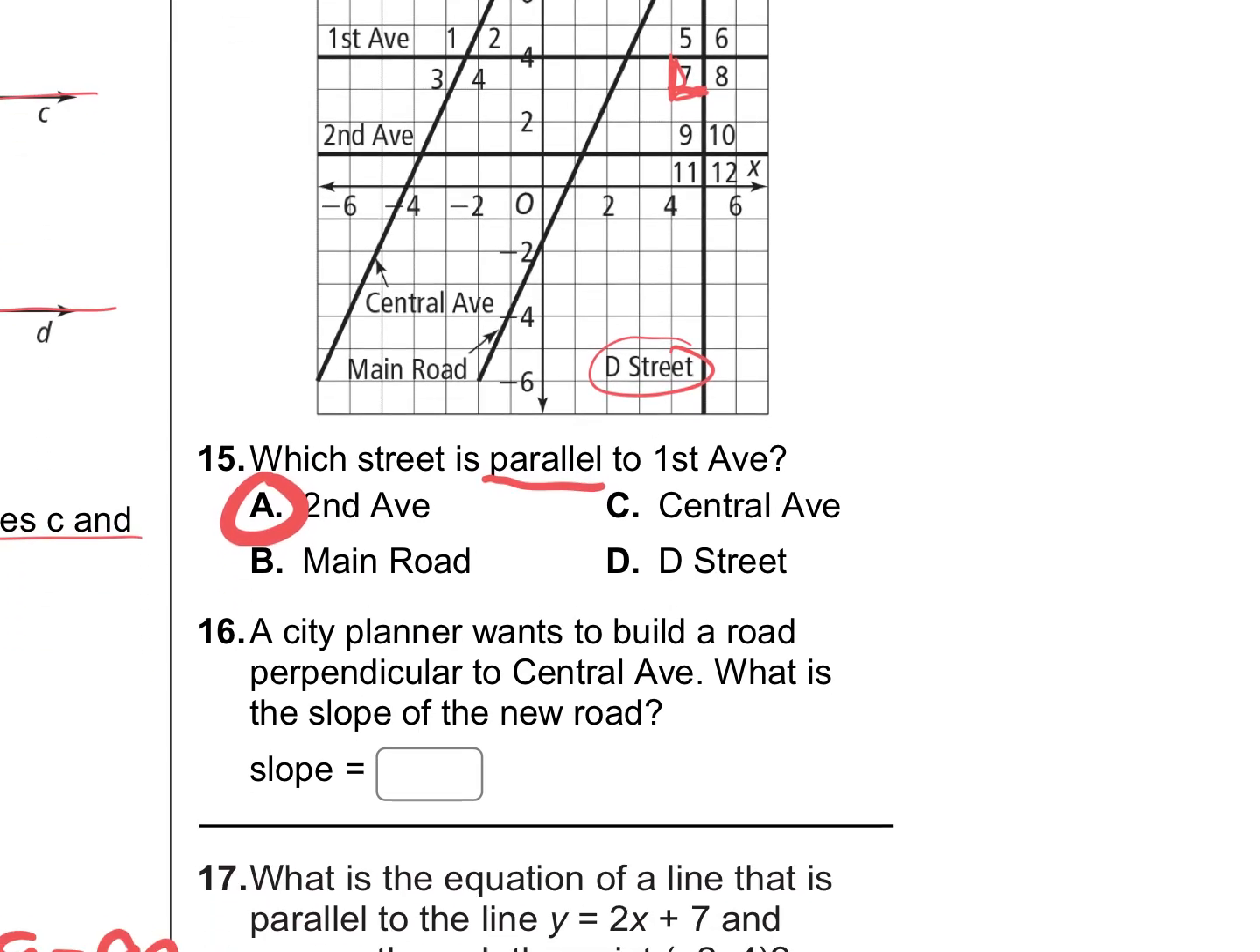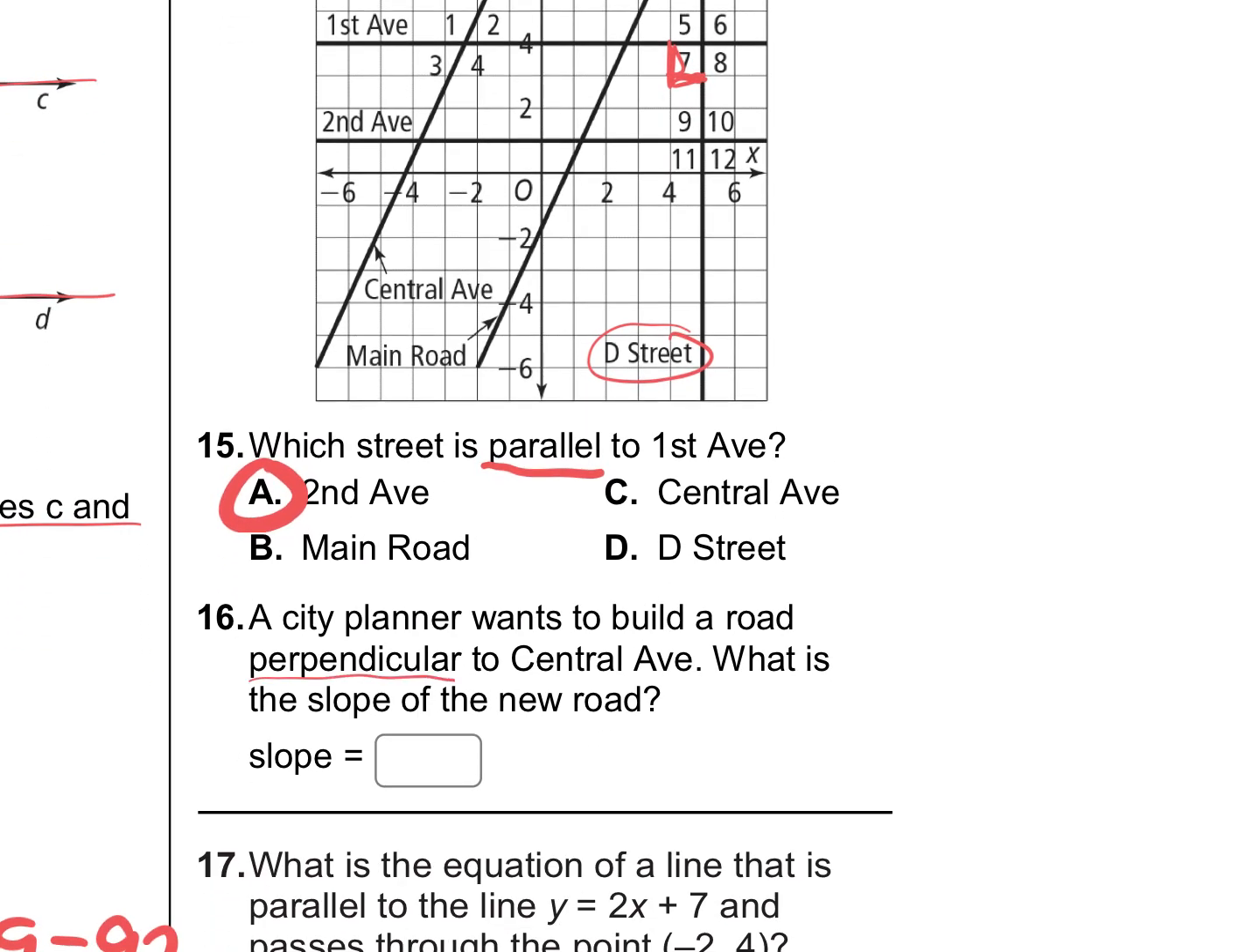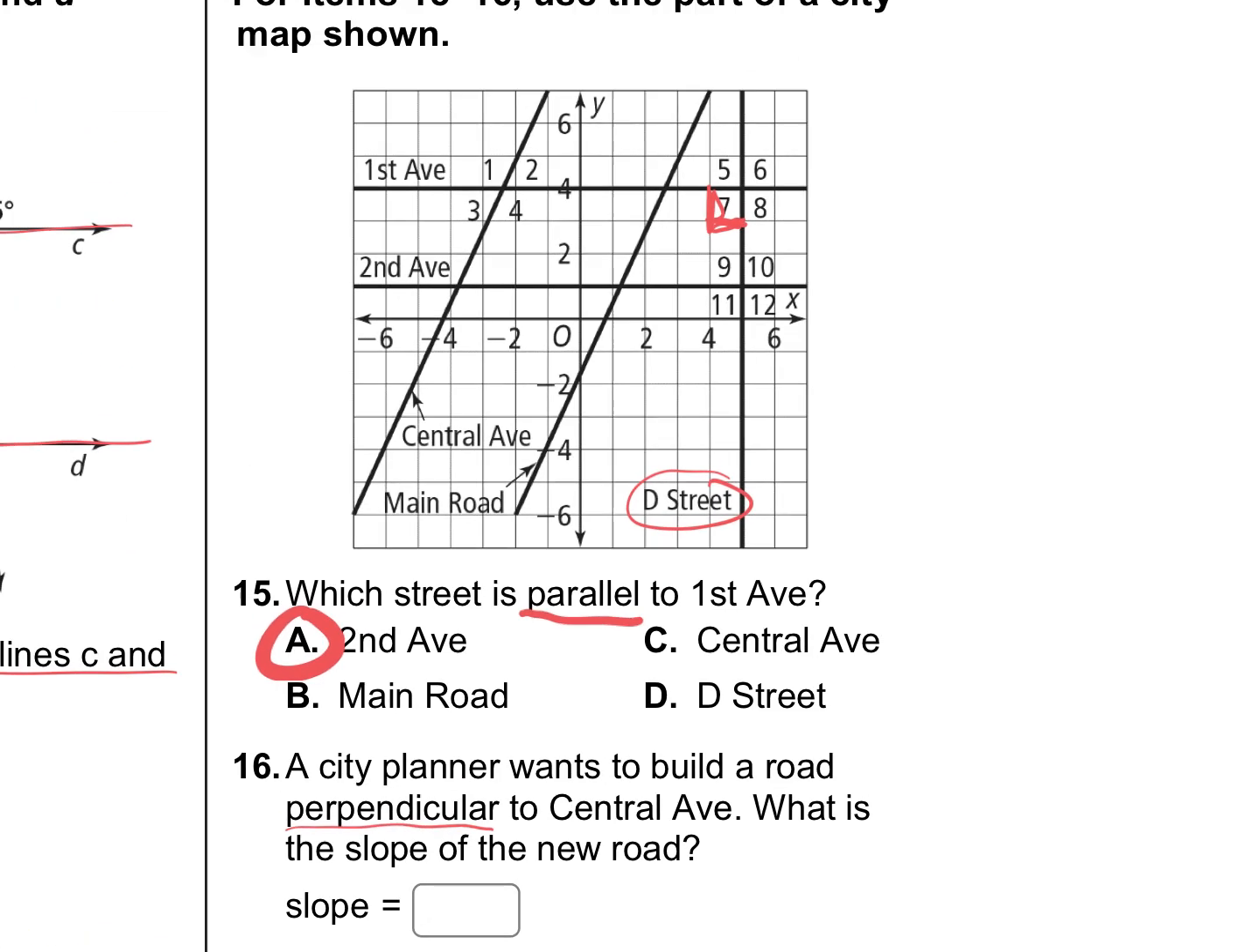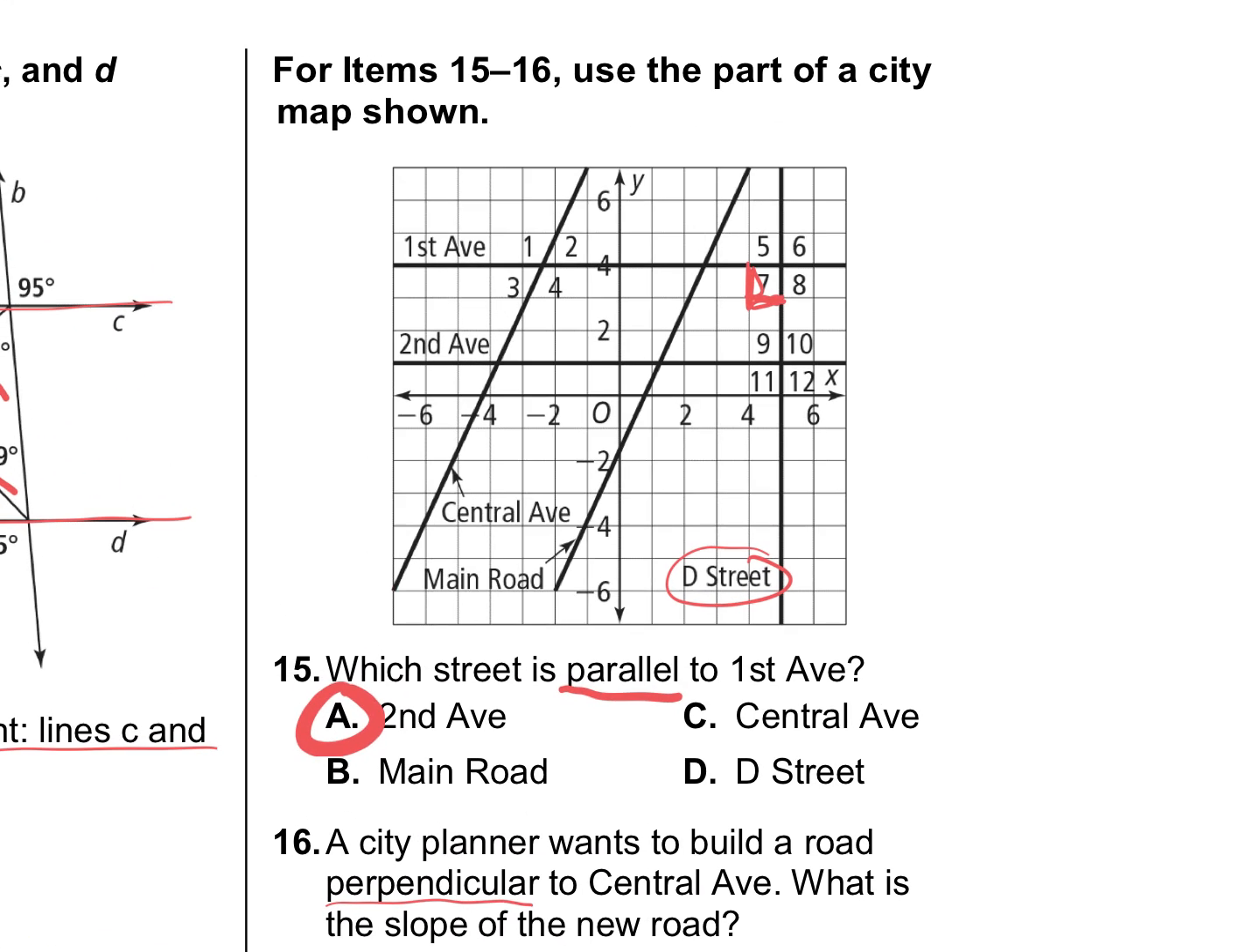Okay? So in order to find the perpendicular slope, what do I need to do first? Find the slope. I need to find the original slope. Okay? So if I find the slope of Central Avenue, I'm just going to pick this perfect point here and this one up here. Okay? Again, do you have to pick the same points as me? No. Okay? So how do I calculate slope?